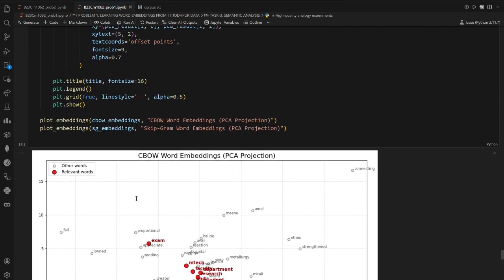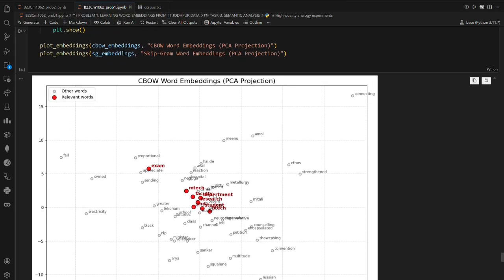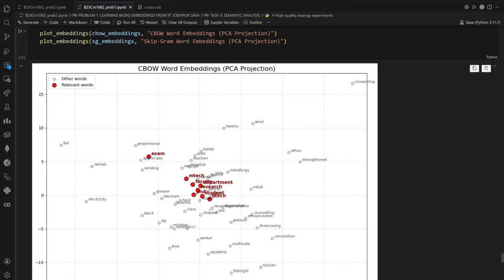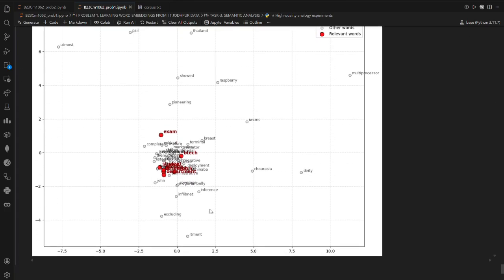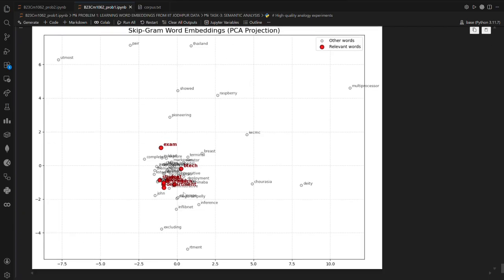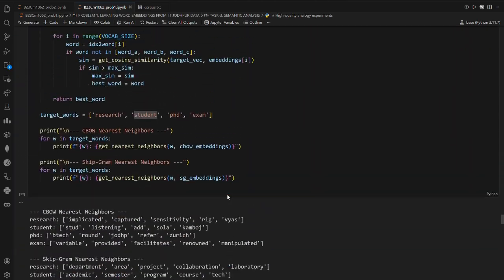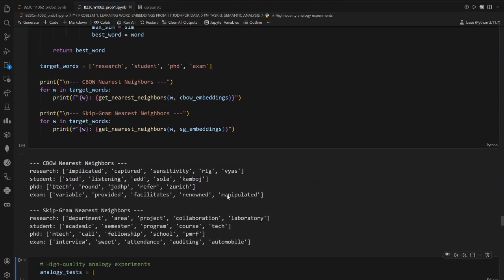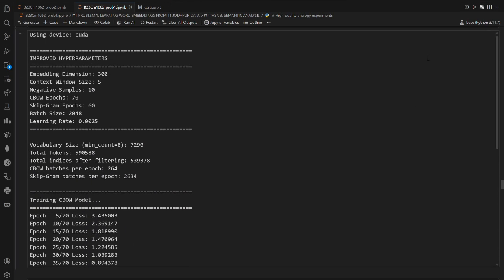Then we reduced the dimensions to 2D for better visualization. Here we applied PCA to do the same. So here you can see words like MTech, department, research, PhD, etc. are all coming very close, which means the model is able to capture the semantic meaning of the corpus. Similarly, this is the skipgram PCA projection, and here also BTech, department, student, all these words are coming very close, depicting how well the model is performing on such a huge corpus. And also here you can see that training is done very fast.